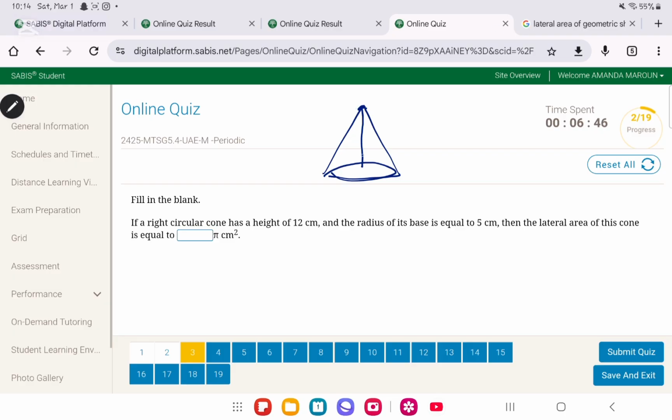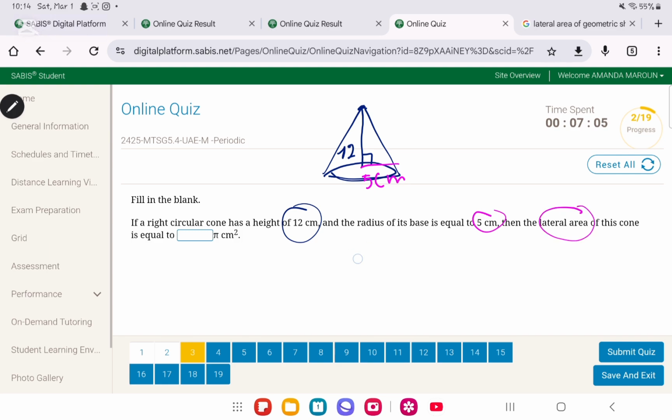So this is the height. Because it is a right cone, it has a height. This height is 12 centimeters. And they said that the radius of the base is 5 centimeters. So they need us to find the lateral area of the cone.